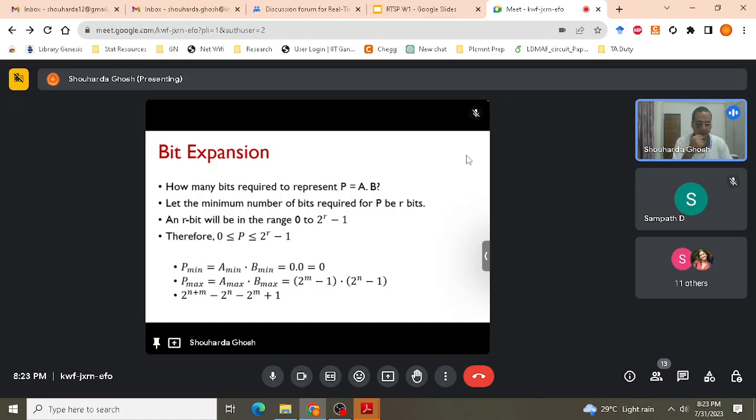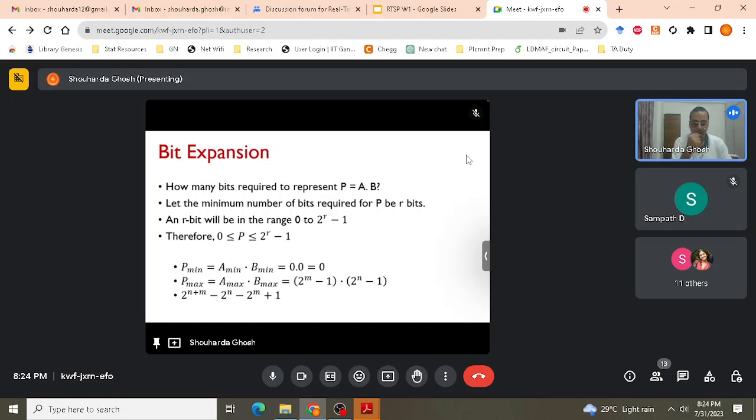Now, since it's an unsigned number, the minimum case that you can take is 0 and 0. A will be 0 and B will be 0. That gives you 0. And when it is maximum, that's 2 to the power m minus 1 and 2 to the power n minus 1, based on the ranges. When you multiply them, you get some number like 2 to the power n plus m minus something like this.